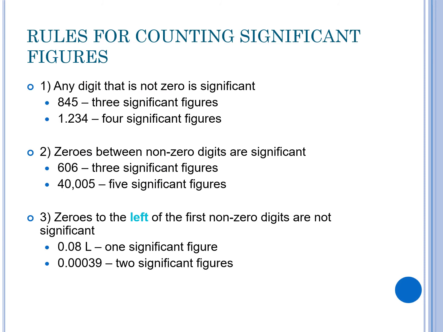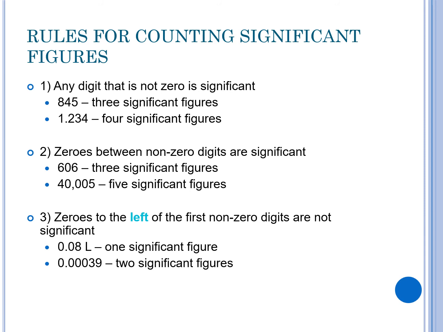Rule number 1: any digit that is not 0 is significant. Like the number 845, there is no 0 here, so this is 3 significant figures. In this number 1.234, there is no 0 here, so they are all significant. So we have 4 significant figures here. Rule number 2: if you have 0 between the non-zero digits, they are significant. Like 606, this 0 is significant, it is counted. So we have 3 significant figures. If you have 40,005, the 0s between the non-zero digits are counted. So we have 5 significant figures.